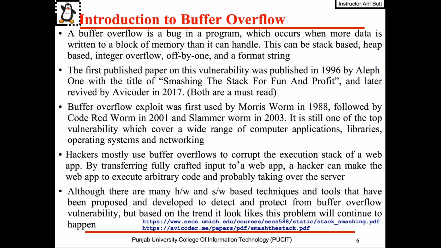Well, dear friends, buffer overflow exploit was first used by the Morris Worm in 1988, followed by the Code Red Worm in 2001, and then the Slammer Worm in 2003. The buffer overflow is still one of the top vulnerabilities. Hackers mostly use buffer overflows to corrupt the execution stack of a web app. By transferring carefully crafted input into a web app, a hacker can make the web app execute arbitrary code and probably take over the server. And this is what we are going to do in these sessions.